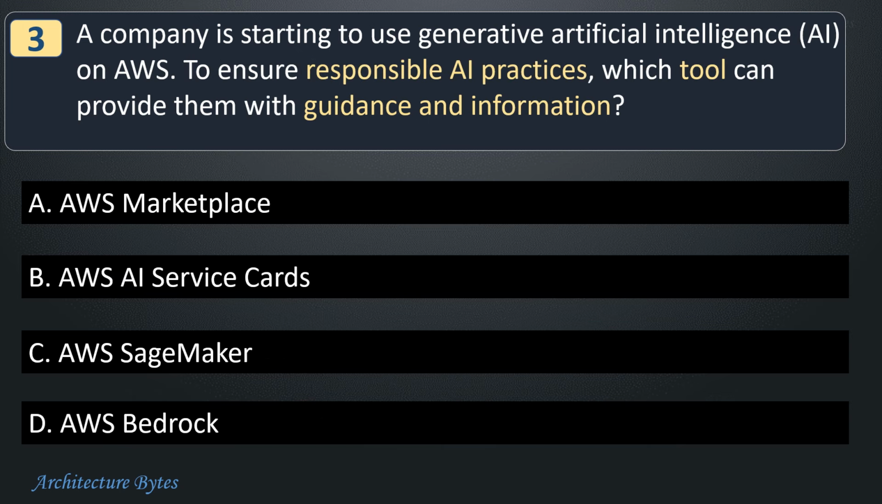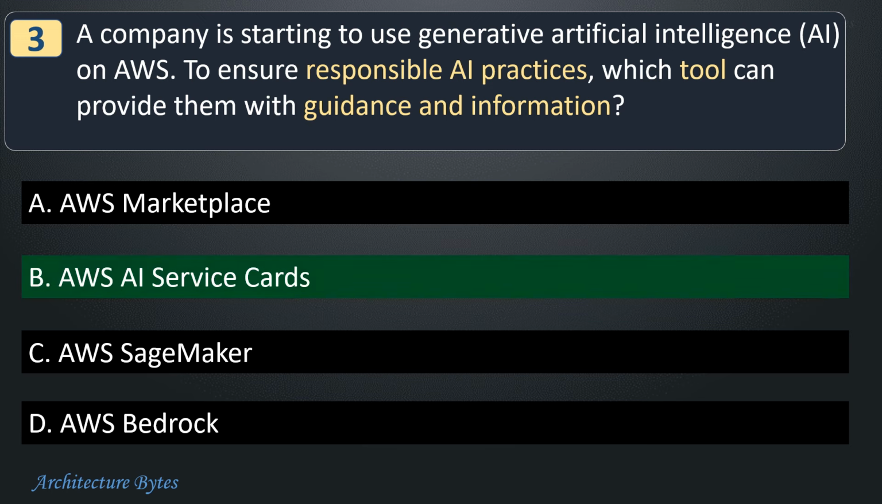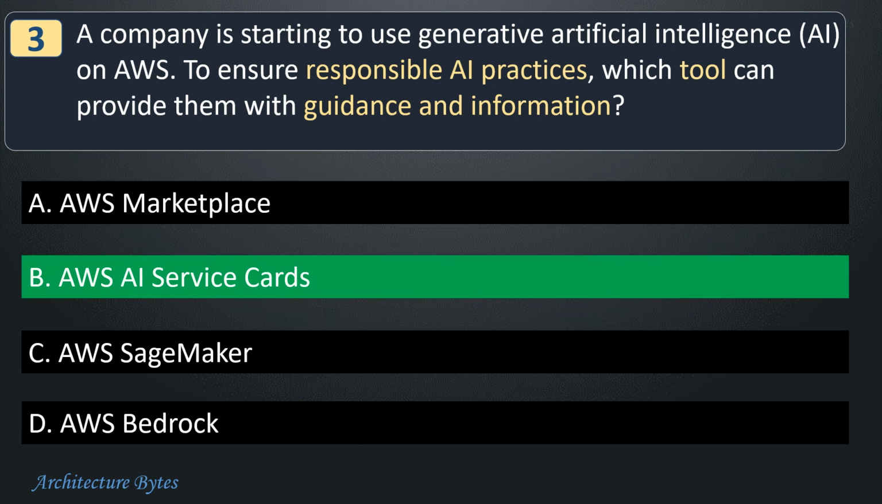A company is starting to use generative AI on AWS to ensure responsible AI practices. Which tool can provide them with guidance and information? Option A, AWS Marketplace, B, AWS AI Service Cards, C, SageMaker, and D, Bedrock. Option B, AWS AI Service Cards, is the right answer here.